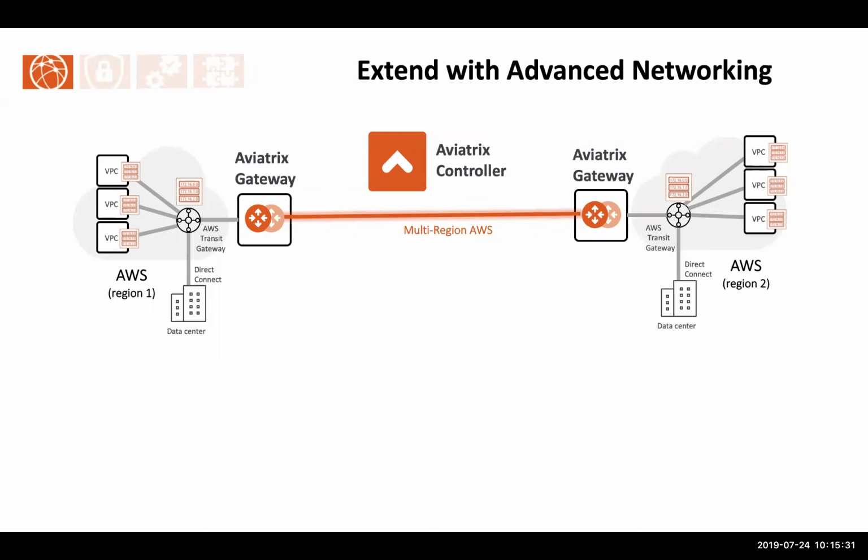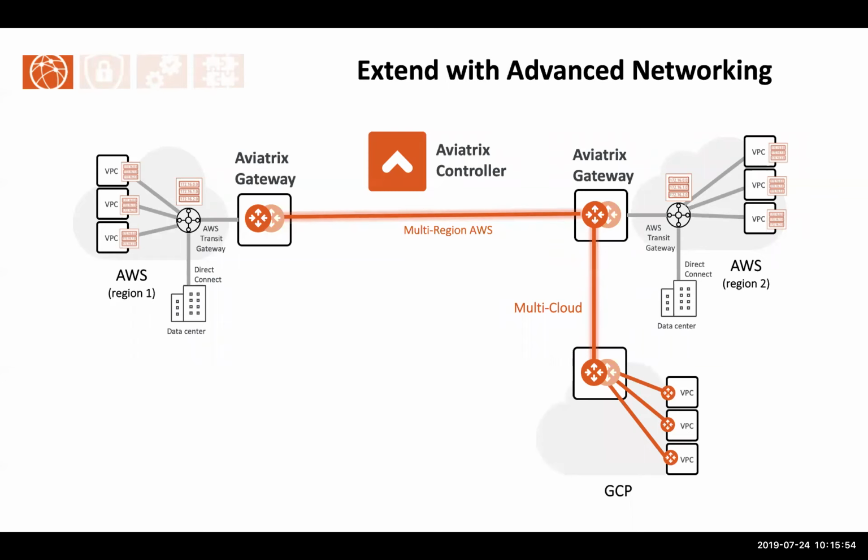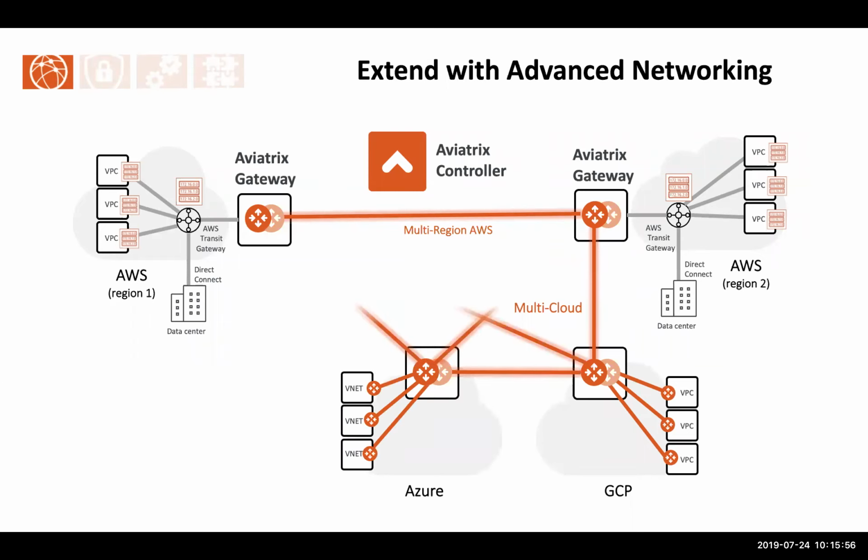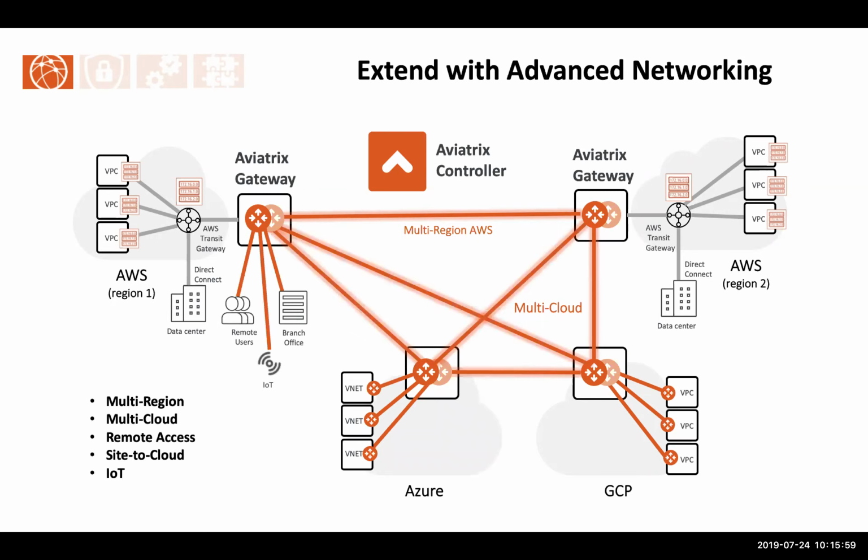So by adding the Aviatrix gateway and managing that through the Aviatrix controller, we have the ability to connect multiple regions. So this starts to build what you can think of as the enterprise multi-cloud backbone. Of course, this is a single cloud, AWS. But with that same gateway, we can connect into Google Cloud Platform, we can connect into Azure, and we can then start bringing other things onto this multi-cloud backbone.